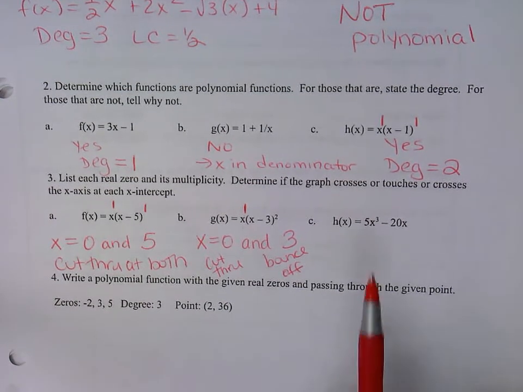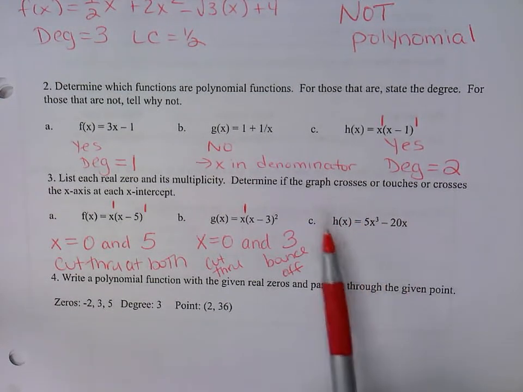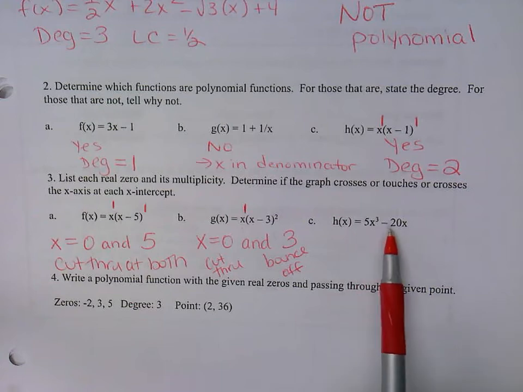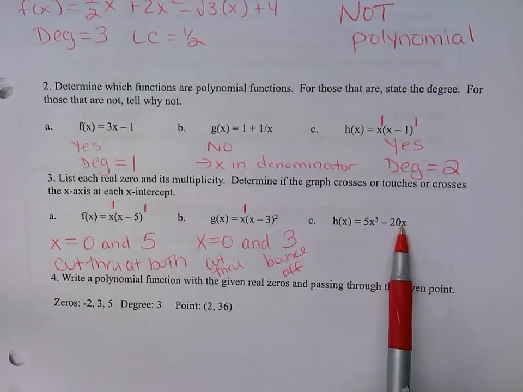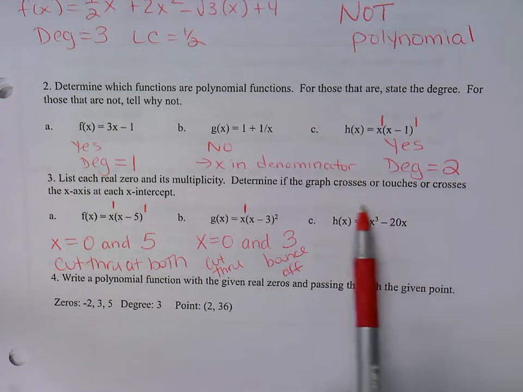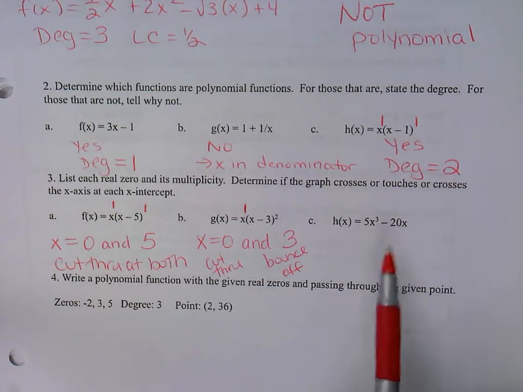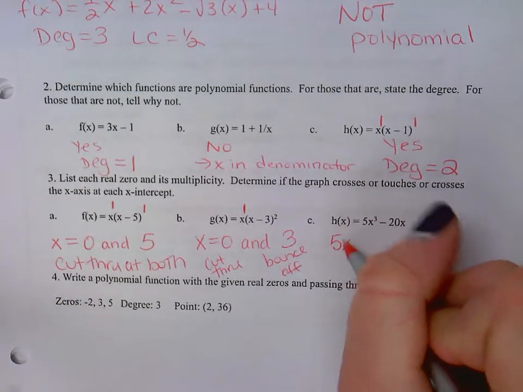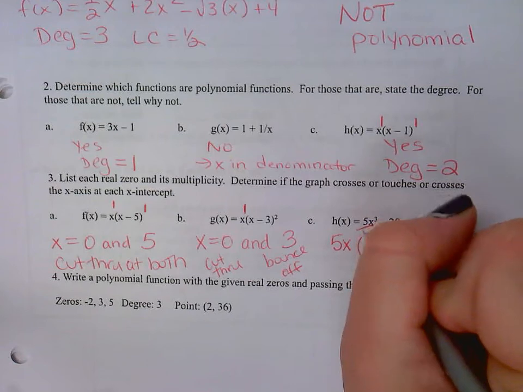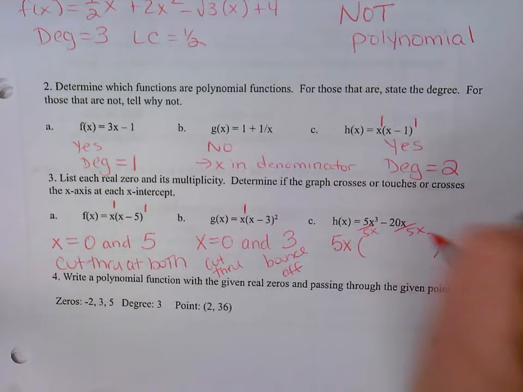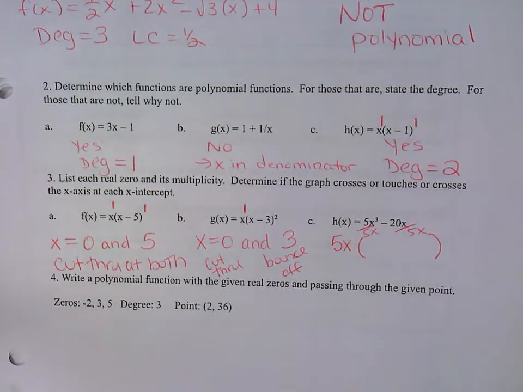All right, part C. I cannot tell the multiplicity because it's not in factored form. So you need your factoring skills to put this in factored form. So what do I always look for first? Greatest common factor. What is the greatest common factor? What can I pull out of each term? 5x. So I can pull out a 5x, and then when I divide each of these terms by 5x, what do I have left in the parenthesis?